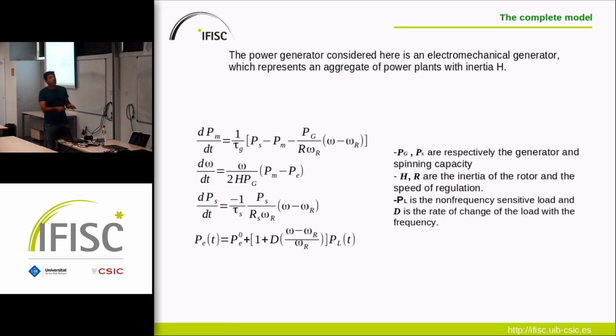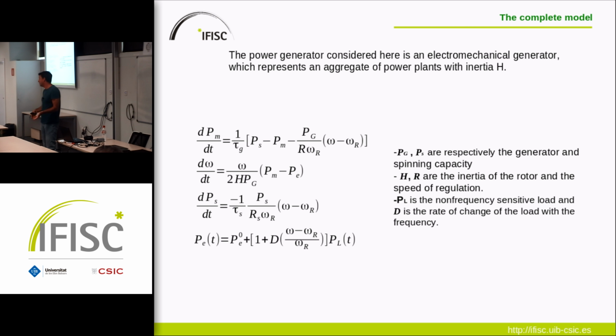We have a constant average demand, so the demand never goes below a certain value. You have an average, which is constant, and then you have a fluctuating part, which is the one that we will have to model somehow. That has also two parts.